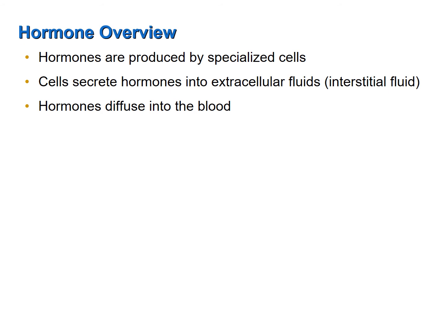So let's now talk about the production of hormones. Hormones are produced by cuboidal cells found in endocrine glands. These specialized cells secrete hormones into their extracellular fluid, and then from the extracellular fluid they diffuse into nearby capillaries, entering the blood, and then that blood carries those hormones throughout the body.